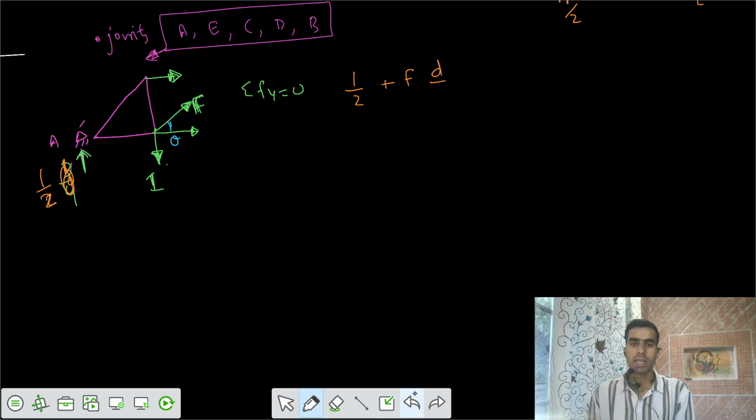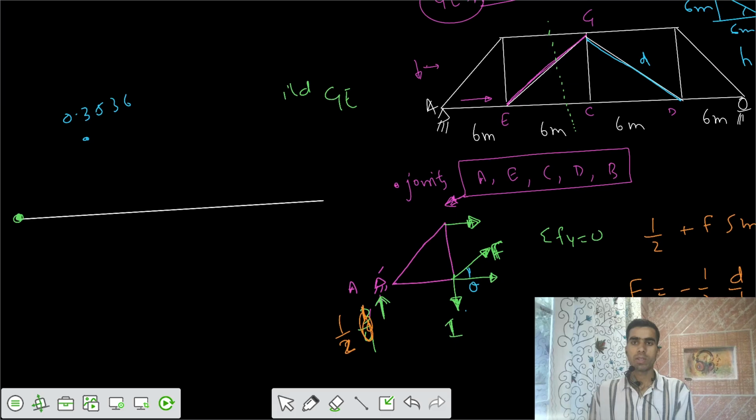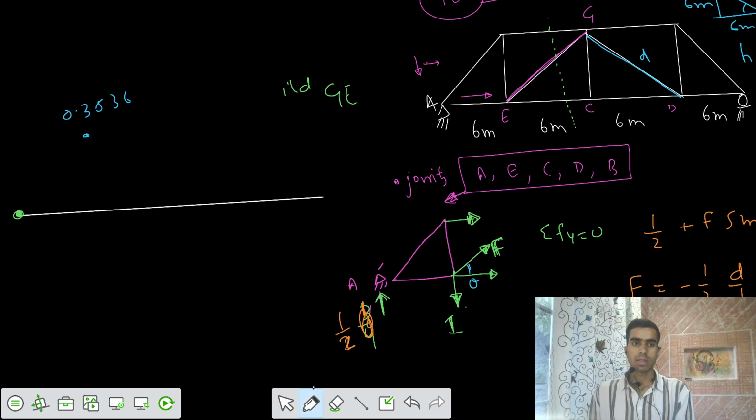Is it h by d? Yeah. Sine theta, f sine theta equals 0. That means f equals 1 by 2 d by h, negative. That is equal to, finally you would get a value of 0.7071, negative 0.7071. So that's when the load was at mid span at joint C.